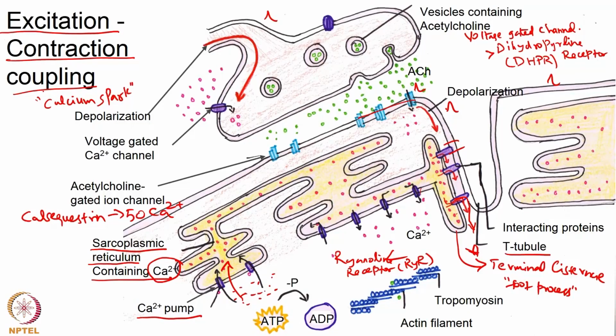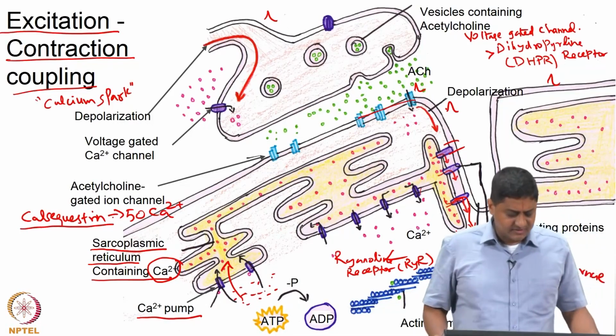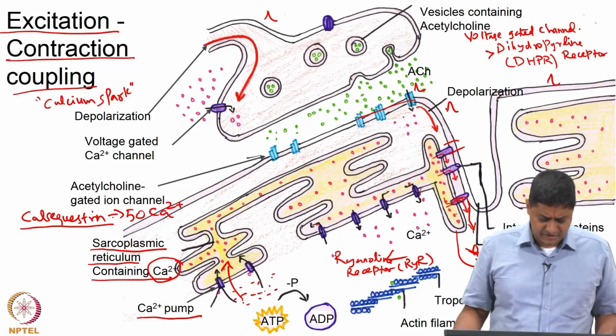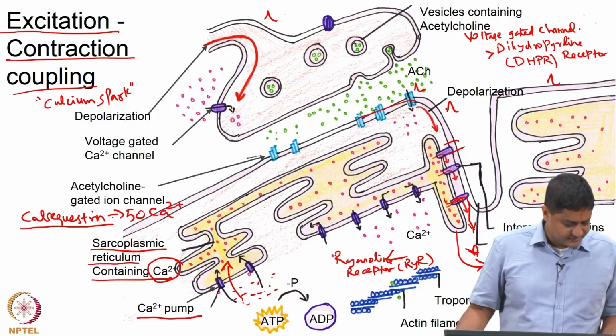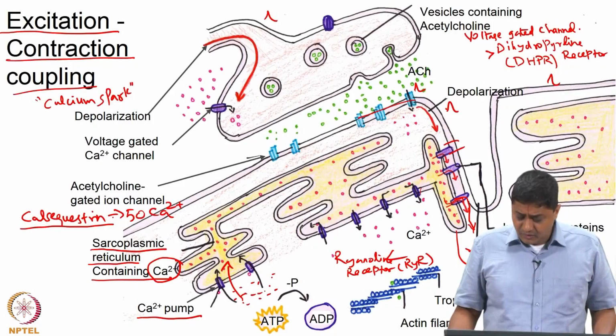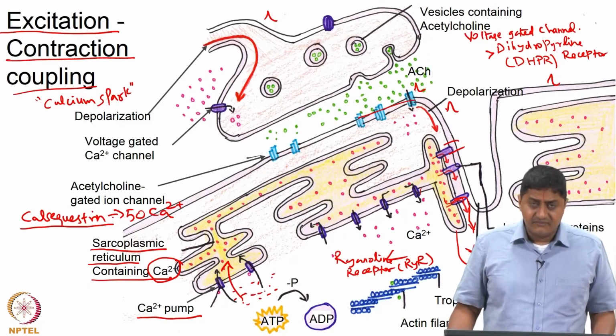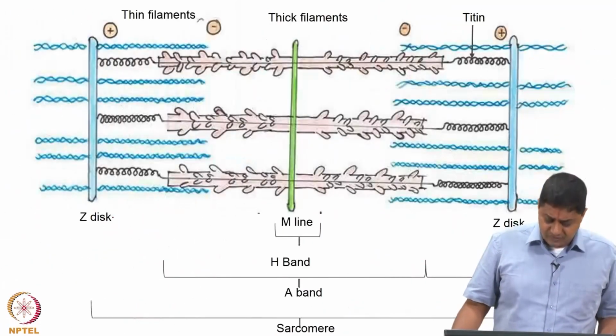Okay. And we also saw how calcium is stored because of the special nature of a protein called calsequestrin, which can bind a large number of calcium ions. All right. Now, what does this calcium itself do to force production? That is the question, right. We have not yet gone there, we will go there.